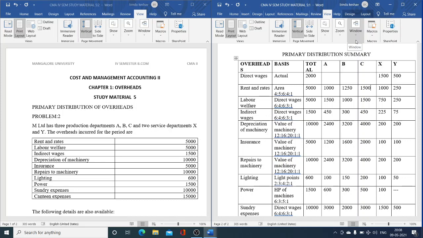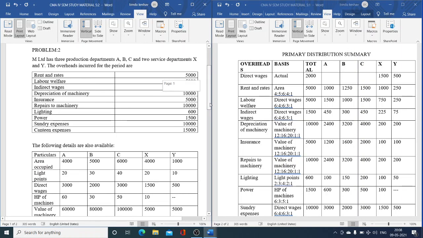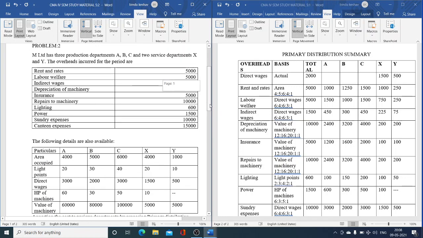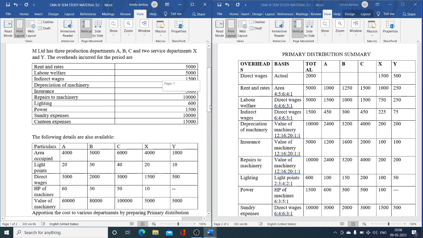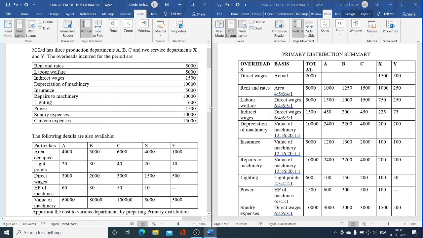The problem is given here. M Limited has 3 production departments A, B, C and 2 service departments X and Y. The overheads incurred for the period are rent and rates 5,000, labor welfare 5,000, indirect wages 1,500, depreciation of machinery 10,000, insurance 5,000, repairs to machinery 10,000, lighting 600, power 1,500, sundry expenses 10,000, canteen expenses 15,000.